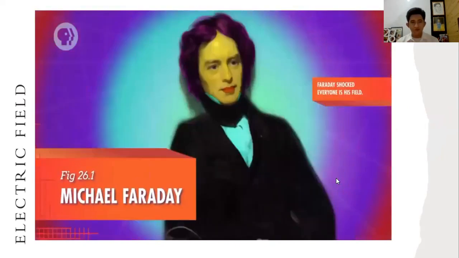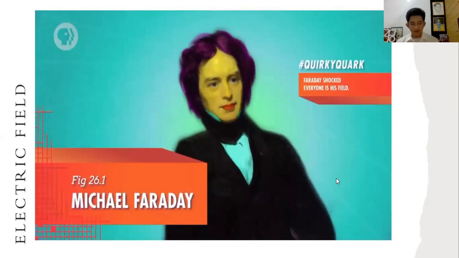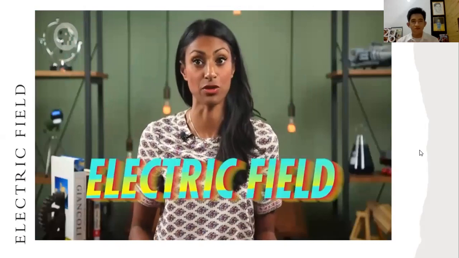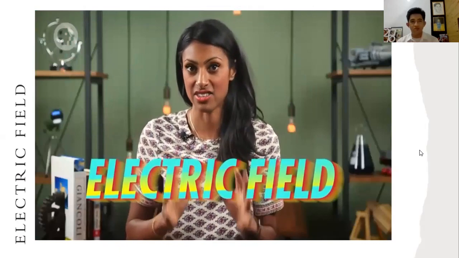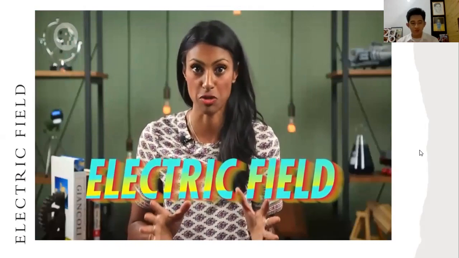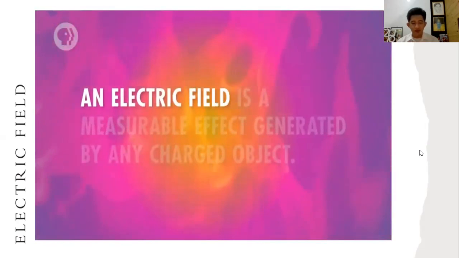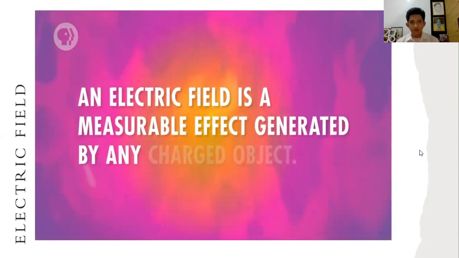So it was by Michael Faraday. It's a region. Let's take note that the electric field is a region of space where the electric charges are present, and it is a measurable effect generated by any charged object.